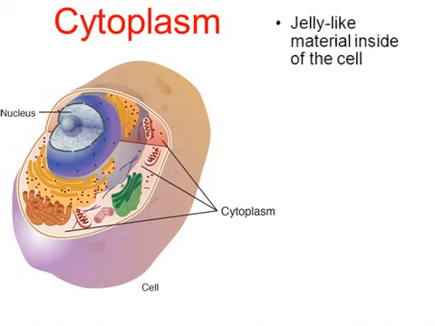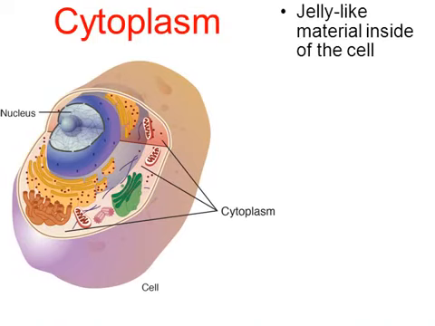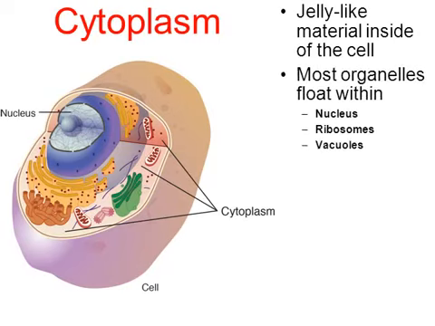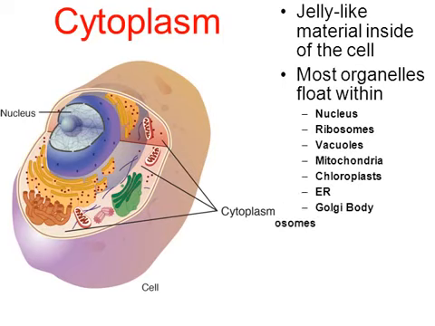So the cytoplasm, the first thing I want to mention is that it's the jelly-like material on the inside of a cell. You know, when you look at diagrams, sometimes a cell might look like it's empty or filled with hollow air space, and that's not true. Cells are filled with a jelly-like liquidy material called the cytoplasm, and in that cytoplasm most organelles float within. You can see here's a list of a few of the organelles that are floating around in the cytoplasm. We're going to talk about all of these throughout this video. We'll talk about what the mitochondria is, what lysosomes are.